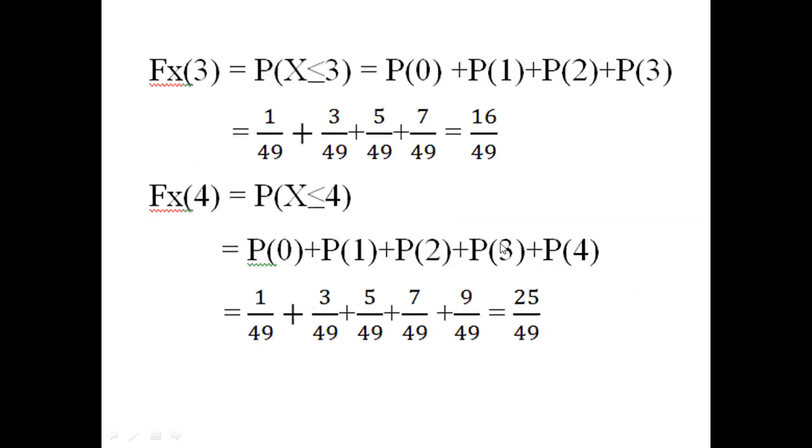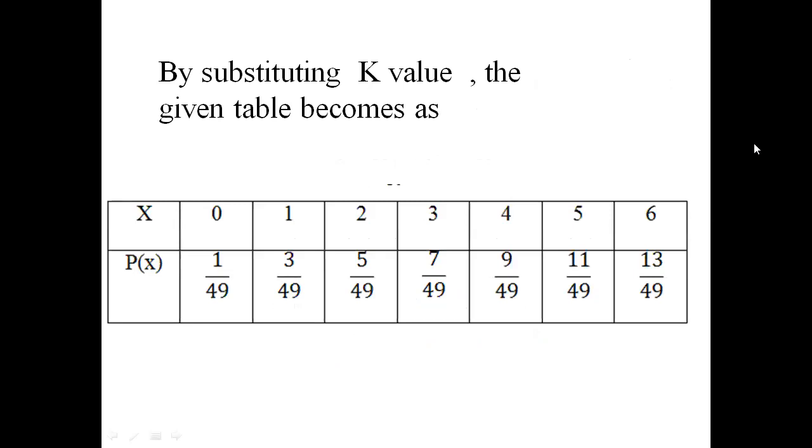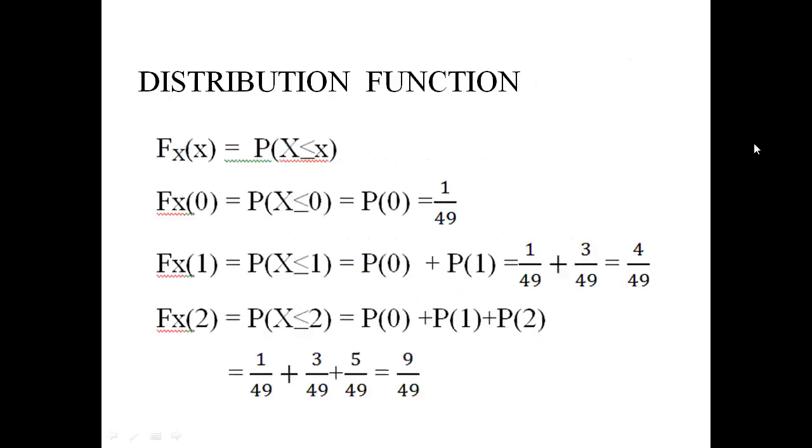Next, capital Fx of 3, that is equal to P of x less than or equal to 3. So for satisfying this, P of 0 plus P of 1 plus P of 2 plus P of 3. By substituting the corresponding probabilities, 1 by 49 plus 3 by 49 plus 5 by 49 plus 7 by 49.